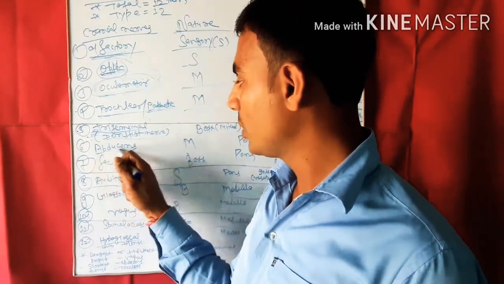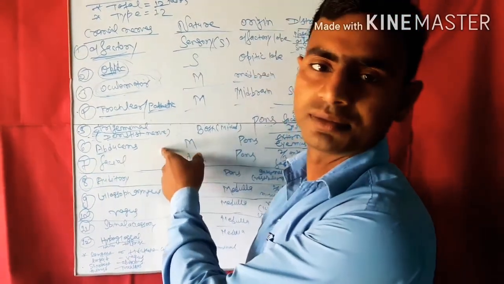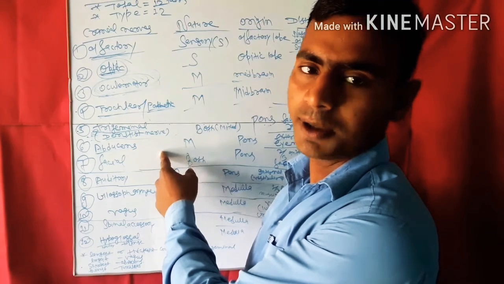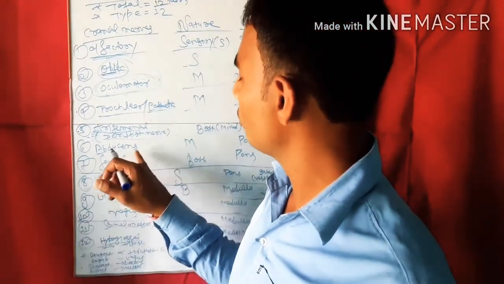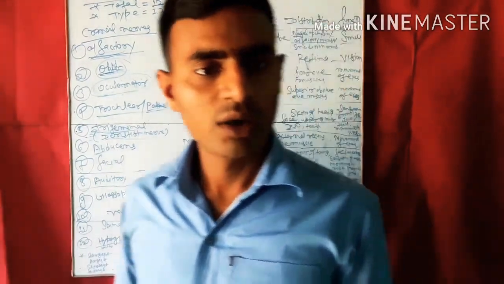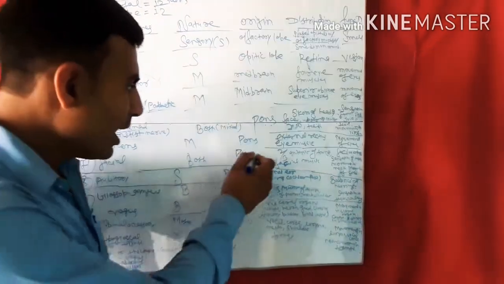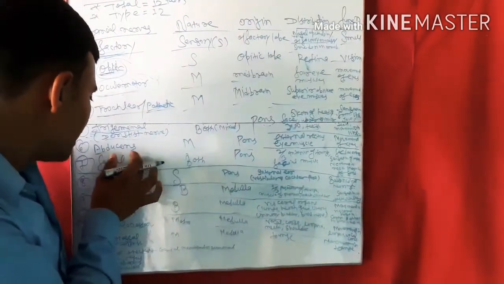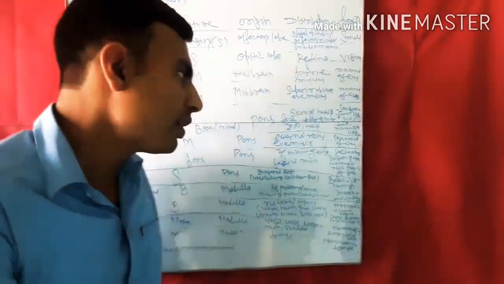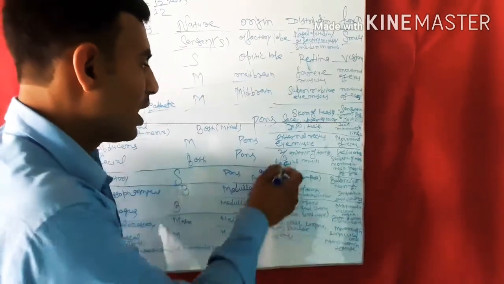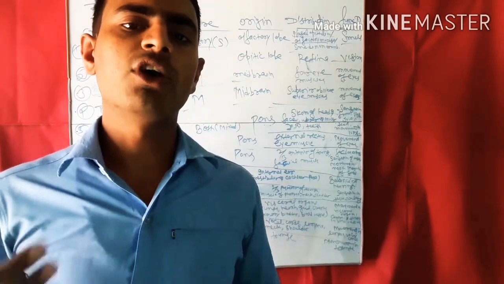Sixth is the abducens. Its nature is also motor, and the origin of the abducens is the pons. Its distribution is in the external rectus eye muscle, and its function is also movement of the eye.